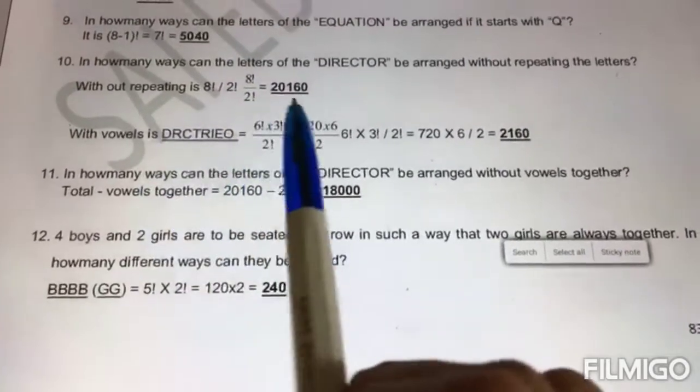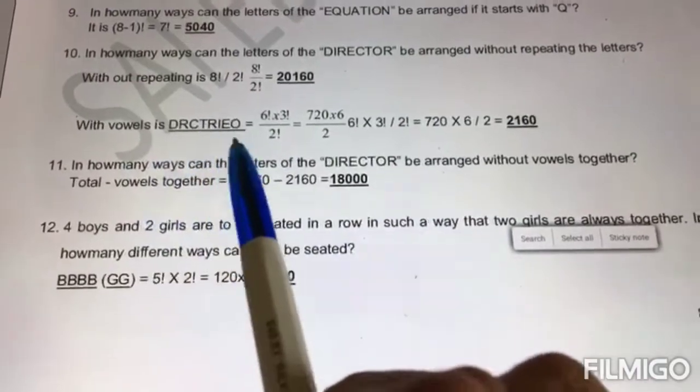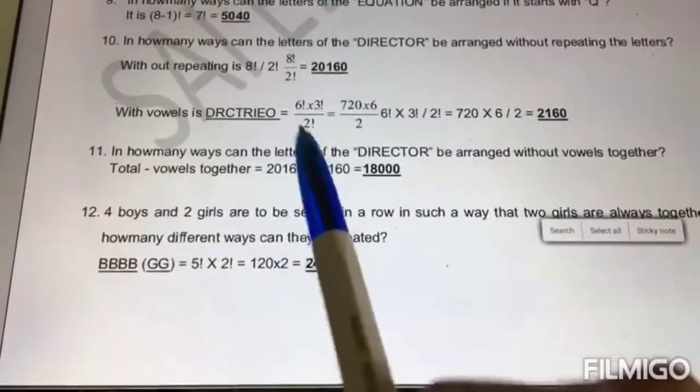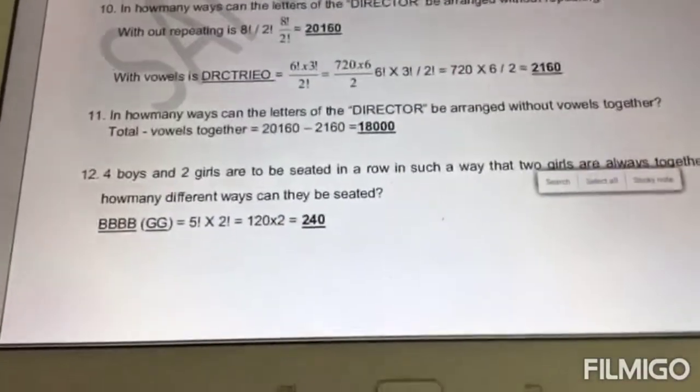Okay, now this is with vowels. This you can do by yourself. Number 11 also you can do. They're similar. Let's do number 12.